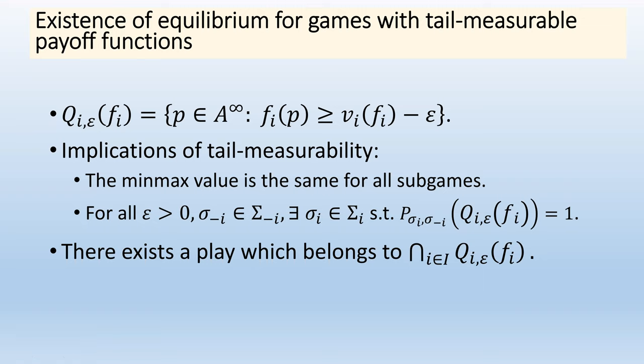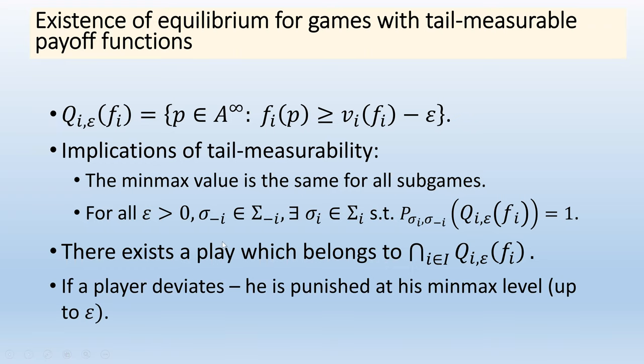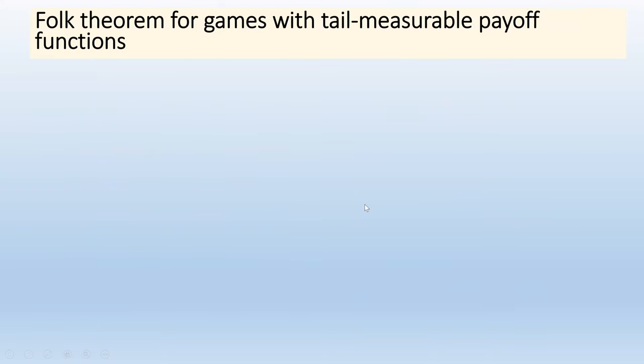And again, the equilibrium: you pick one such play and we play it forever, or until a player deviates. And if a player deviates, he is punished forever with his min-max. And this is a two-epsilon equilibrium. So this is just a generalization of the payoff function that is the characteristic function of a tail set. Okay, so this is for existence of equilibrium and epsilon equilibrium.